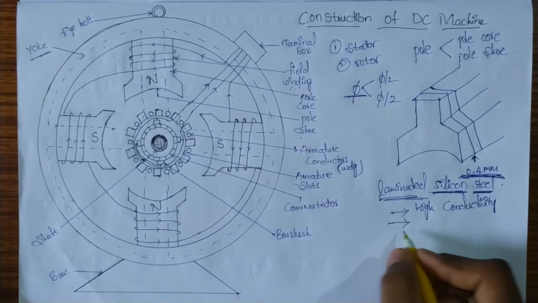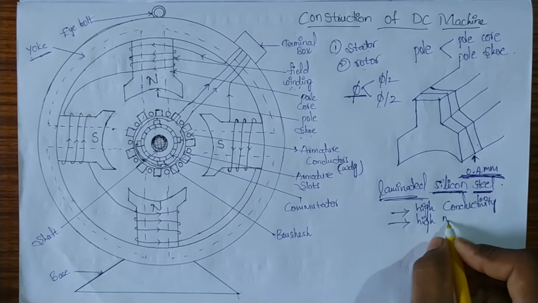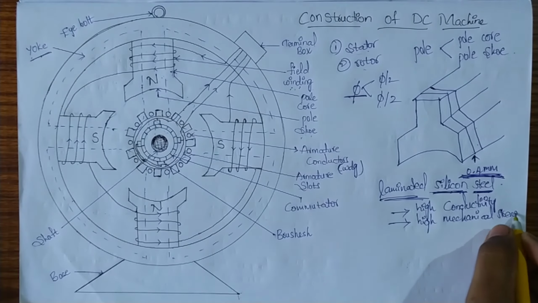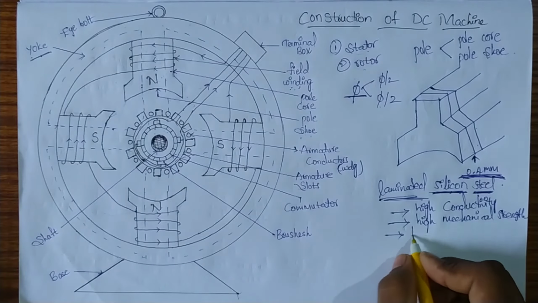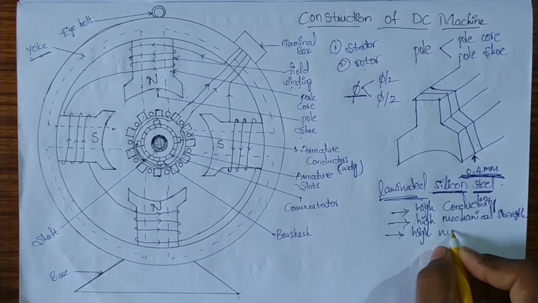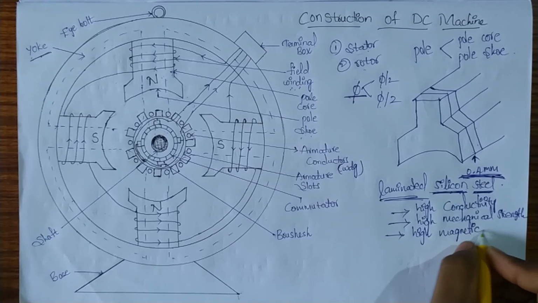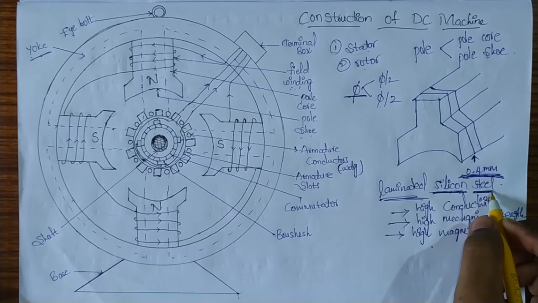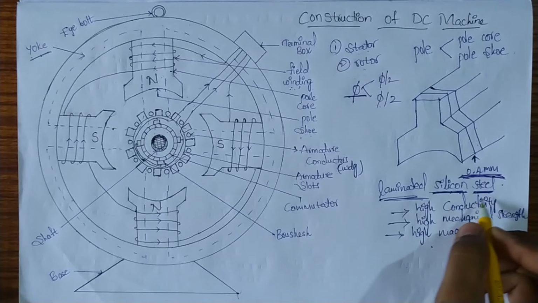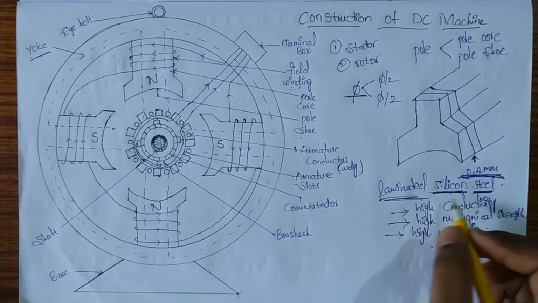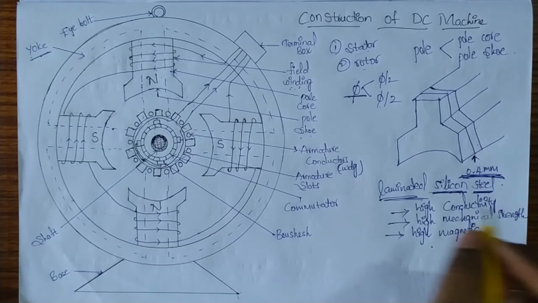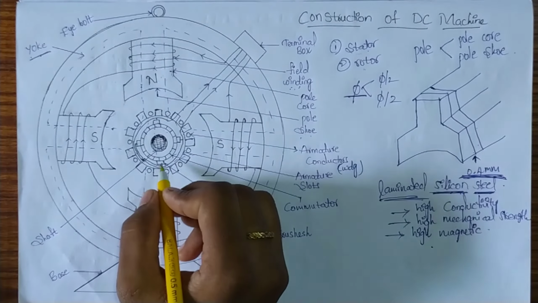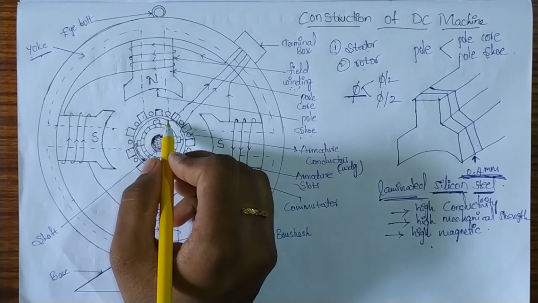And next one is the high mechanical strength. And it has another property, high magnetic property. So because of these three properties, we are using steel as an armature core. So totally, these combinations make laminated silicon steel used as an armature core. And this armature core consists of slots. In those slots we are winding the armature winding.